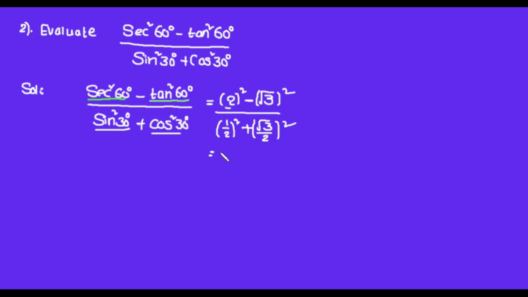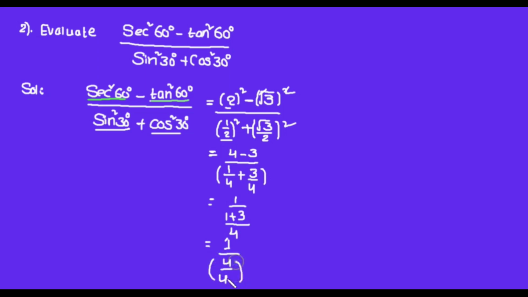After simplification, we will get 4 minus 3 by 1 by 4 plus 3 by 4. It means 1 by 1 plus 3 by 4. That is equal to 1 by 4 by 4. Finally, we will get 1 as the answer. Therefore, secant square 60 degrees minus tan square 60 degrees by sin square 30 degrees plus cos square 30 degrees is equal to 1.